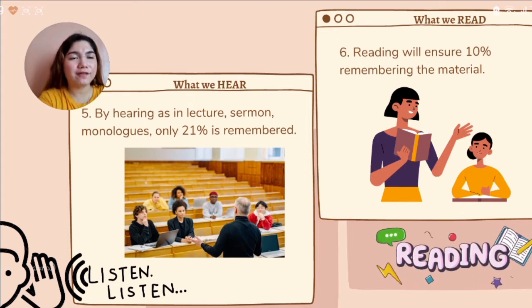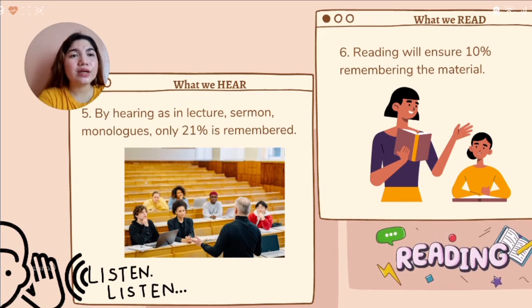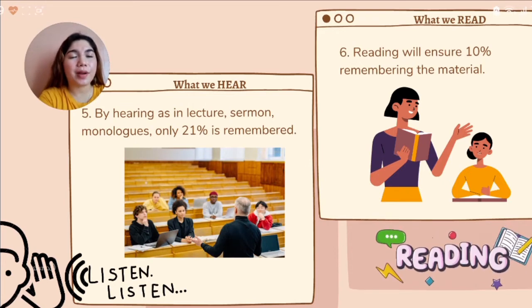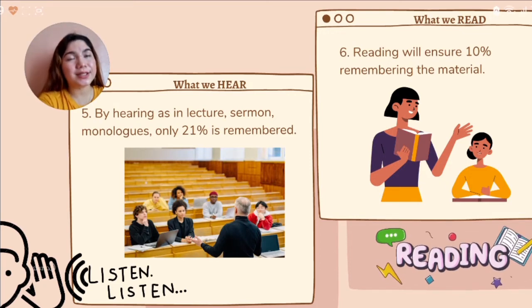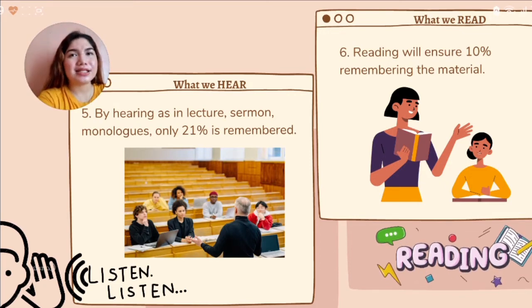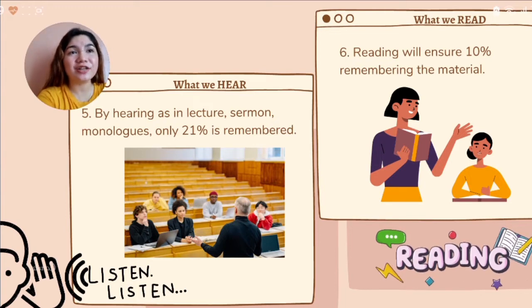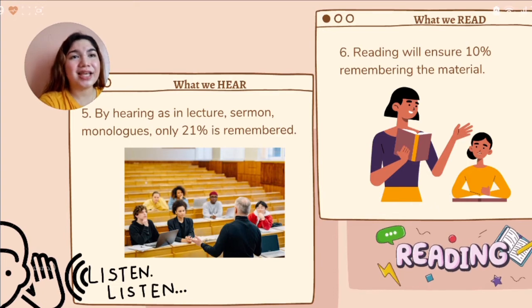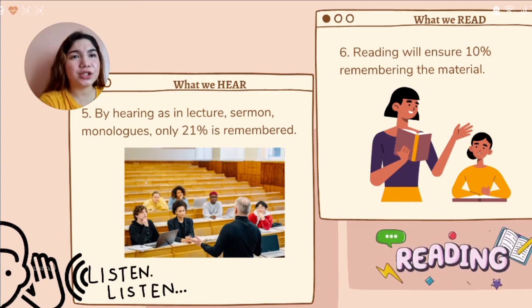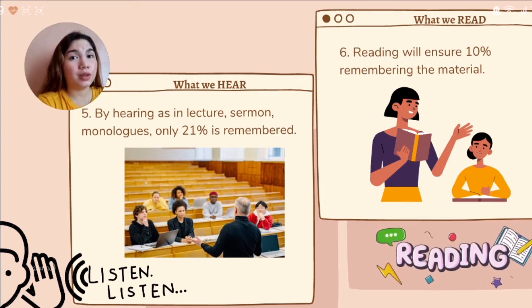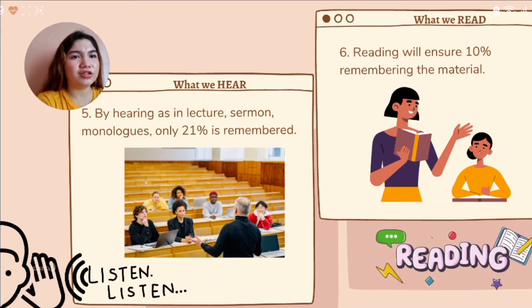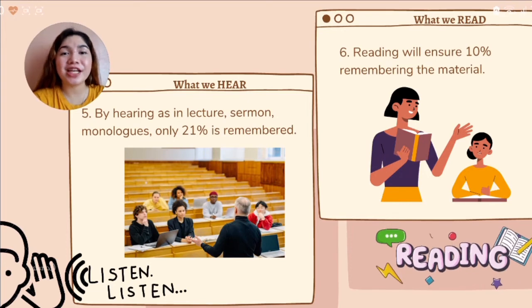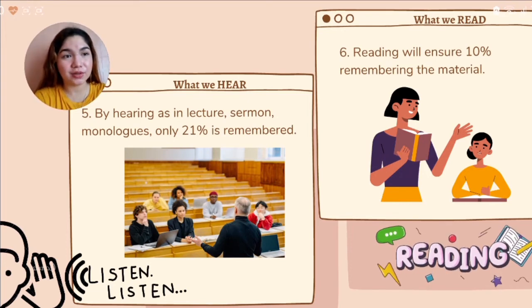Number 6, we have what we read. Reading will ensure 10% of remembering the materials. Actually, reading is fun, but not for everyone, especially when it's not an entertaining genre. When you read a whole material alone, you'll barely understand things, especially when it has no pictures or music to help you remember, only words. So it will only gain 10% of the stored knowledge. That was the six levels of the Cone of Learning according to Edgar Dale.